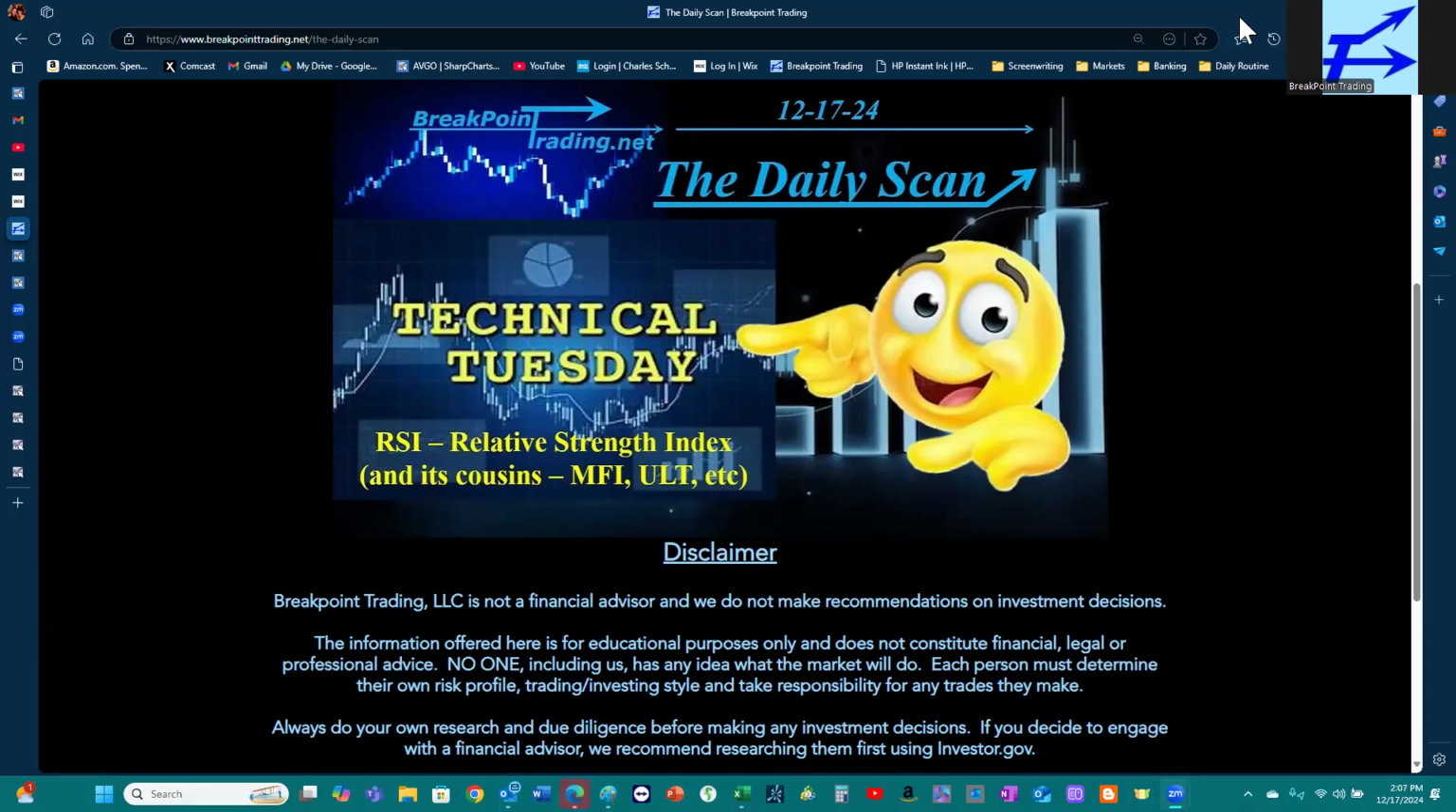So since it's Tuesday, this is Technical Tuesday. Today we're going to talk about the Relative Strength Index, the RSI, and some of its cousins. Some of them are cousins twice removed, but some of them are similar. So I'll cover all of them and you'll get a chance to see everything and make a decision of which one you like the most.